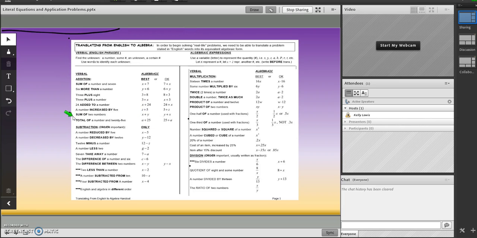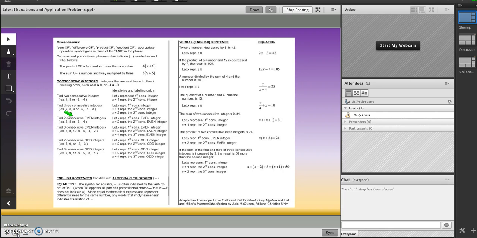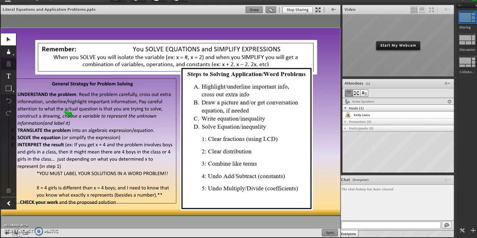It's just a really good summary of translating algebraic math sentences and English sentences to each other. Okay, and there's 2 pages of it.